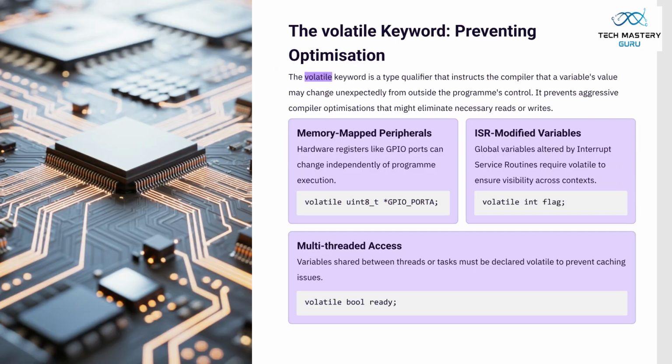The volatile keyword is a type qualifier that prevents aggressive compiler optimizations. It's crucial for variables whose values can change unexpectedly, such as memory-mapped peripherals, variables modified by interrupt service routines, and those shared in multi-threaded environments.